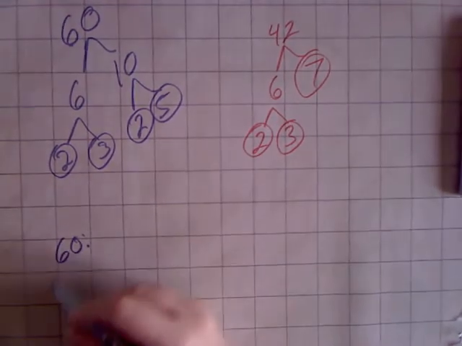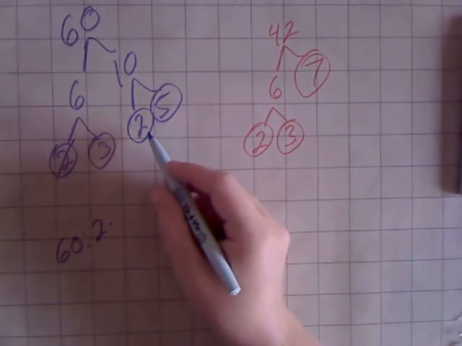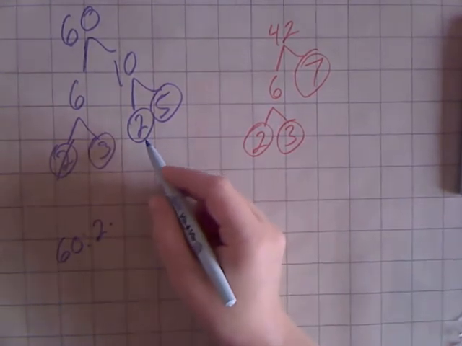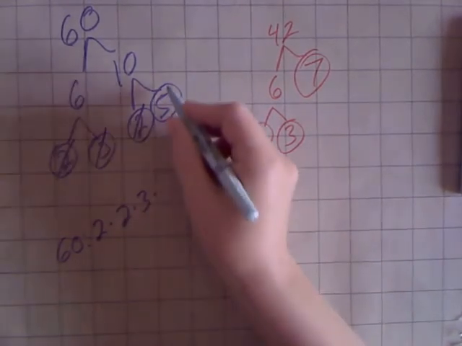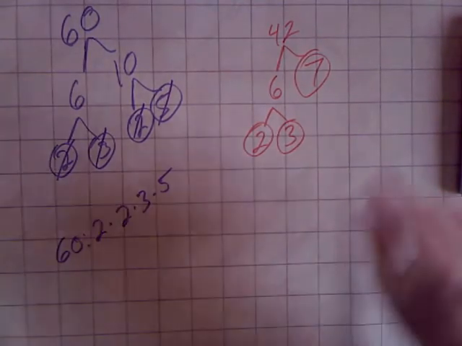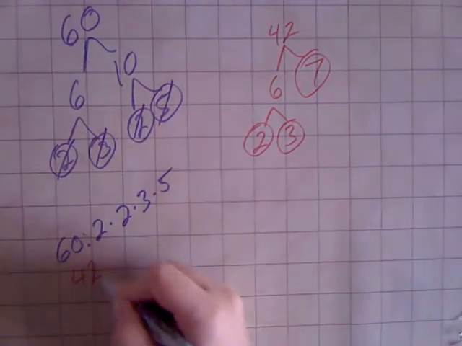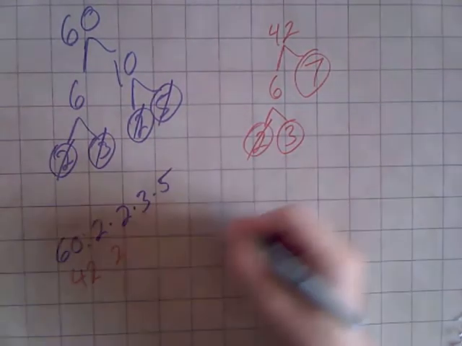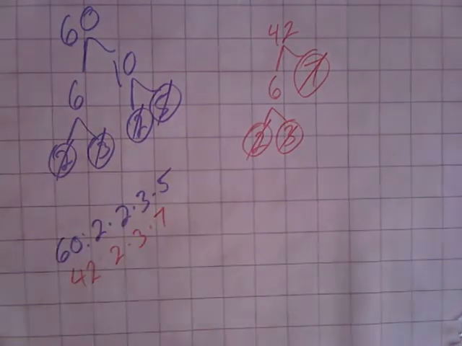So to list the factors of 60, we have 2. We could put 3, but 2 is the next number that goes numerically, so we have another 2. And then we have the 3, and then we have the 5. And notice I'm putting that multiplication sign between each number. Then we go over to 42, and we know that we have a 2, a 3, and a 7.